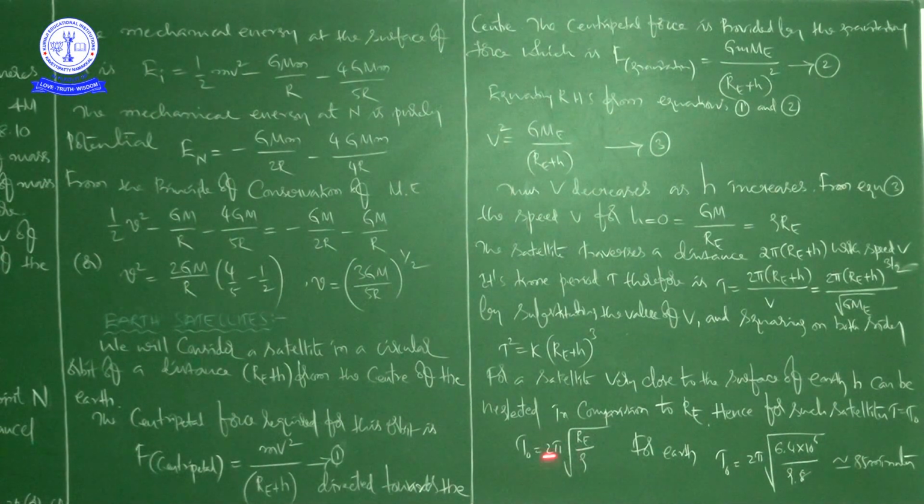Then what can we write? T naught is equal to 2 pi into square root of R_E by g. Substituting the values, R_E is 6400 kilometers, or in meters, 6400 into 10 to the power 3 meters, because 1 kilometer is 1000 meters. So T naught is equal to 2 pi into square root of 6.4 into 10 to the power 6 by 9.8. Completing this calculation, you get approximately 85 minutes, that is the time period according to this expression.